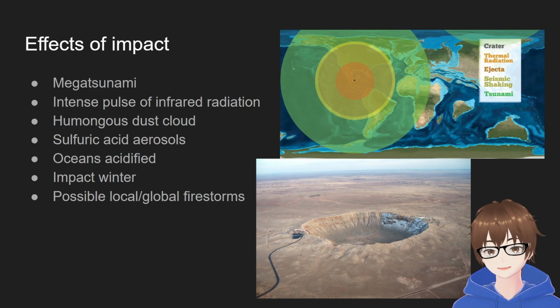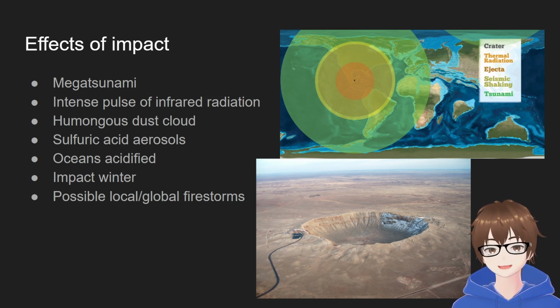So, what were the effects of the impact for this? Well, I have a picture there showing kind of what would happen in different areas of the world. And first of all, there would have been mega tsunamis, intense pulse of infrared radiation, which was just light and heat from it entering the atmosphere and hitting the ground with all that energy, humongous dust clouds that were caused by hitting the ground, sulfuric acid aerosols, ocean acidification, which was also caused by sulfuric acid, impact winter, and then possible local or global firestorms.